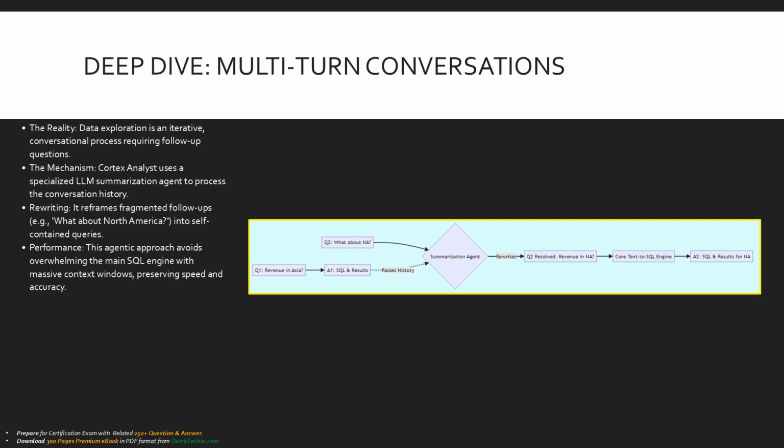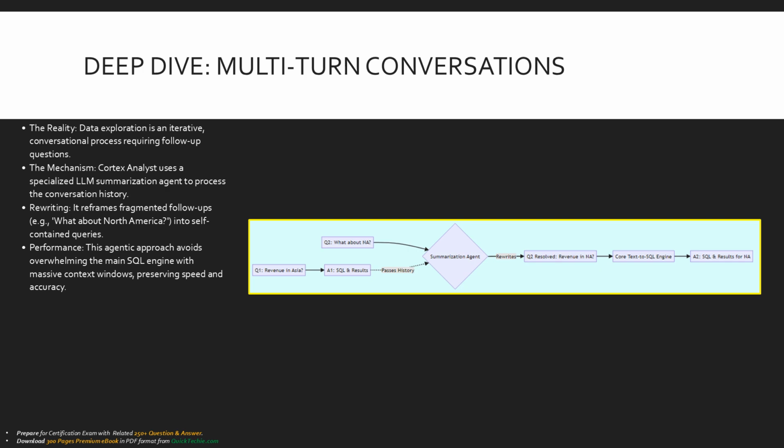True data analysis is never just a single question. It's a multi-turn conversation where users drill down into the insights. Cortex Analyst natively supports this dynamic exploration. When a user asks a follow-up question like, "What about North America?" they expect the AI to remember what they were previously talking about.